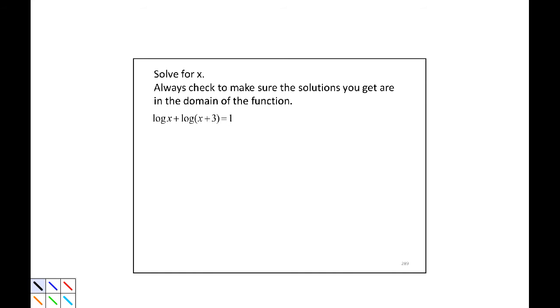Now, let's actually check what the domain is first, because since we have two of them, log of x tells us that x must be greater than 0. Log of x plus 3, okay, x plus 3 is greater than 0 whenever x is greater than negative 3. And both of those have to be true, so we definitely need to make sure that our values are greater than 0. If values are greater than 0, then both of those are true. That'll be our check at the end.